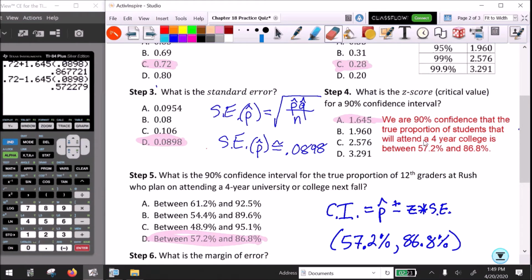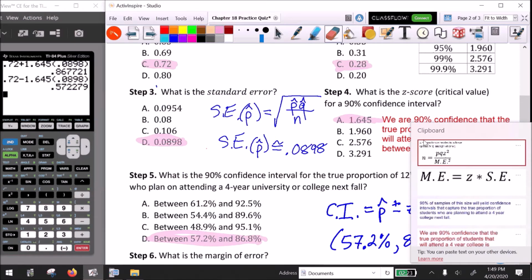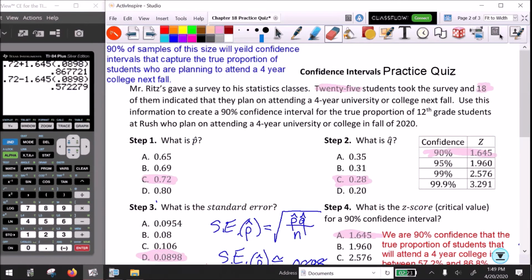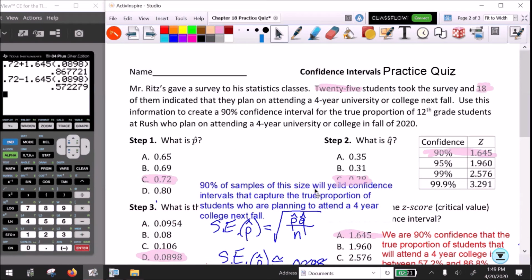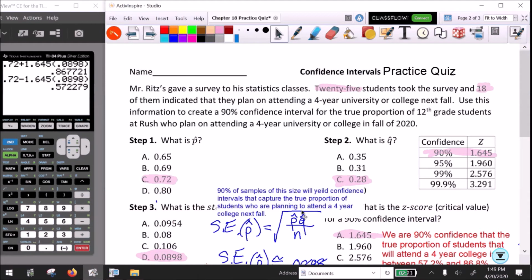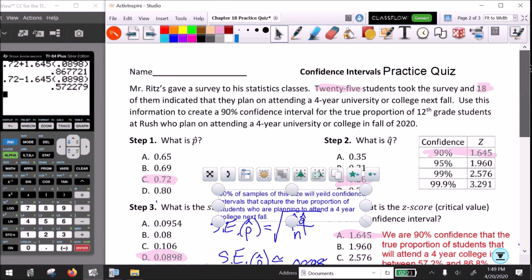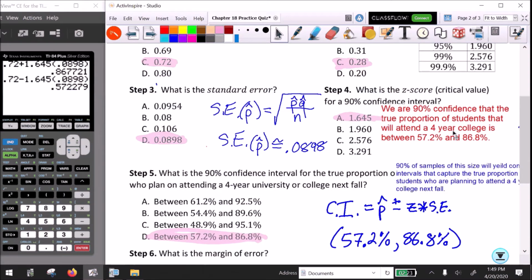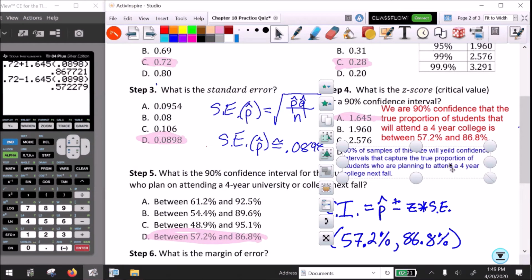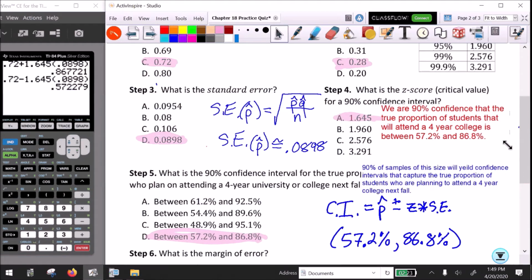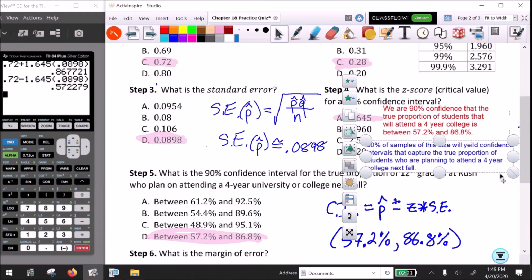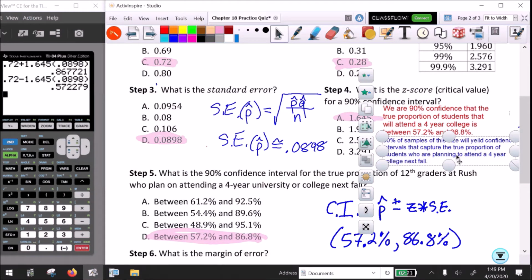And back to what that 90% confidence means, that means that 90% of samples of this size would yield confidence intervals that capture the true proportion of students that plan on attending a four-year university next fall. So we saw this when we did the marble experiment in our class. We wanted a 90% confidence interval, and that meant that we were okay with 10% of the time not capturing the true proportion of those marbles that were clear. Or blue, I can't remember which one we did. So this is how you find the confidence interval.